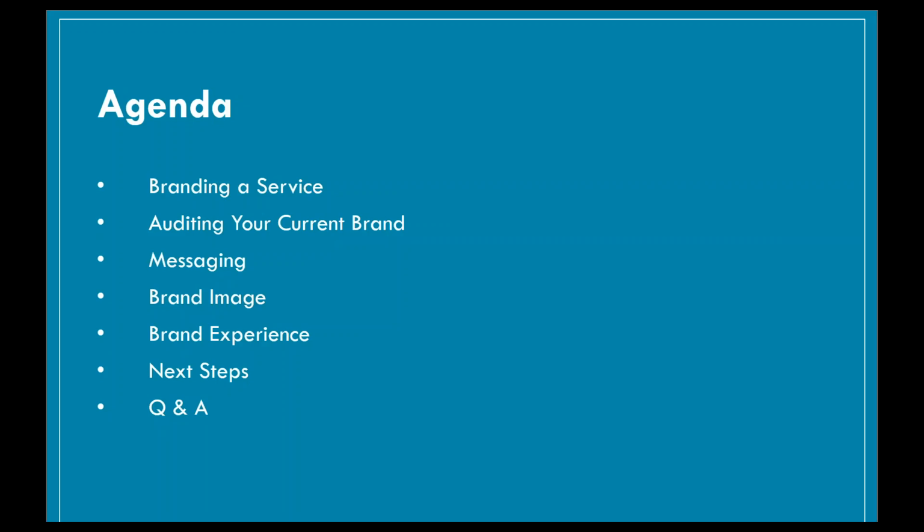So here's what we're going to talk about today. What it means to brand a service, just an overview of that. How you can audit your current brand to see if you need to make any changes or updates to your brand. We're going to talk about the 3 key components of a professional services brand, which is messaging, your brand image, and your brand experience. Then we're going to talk about some next steps you can take upon completion of today's webinar. And then lastly, we always do take questions.